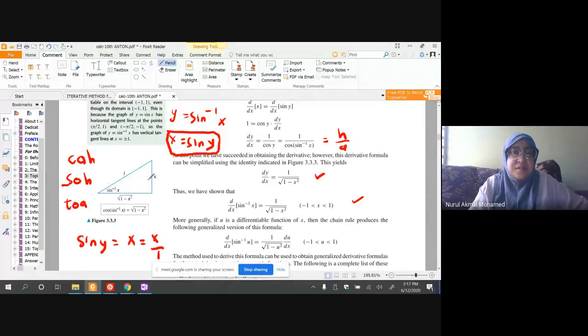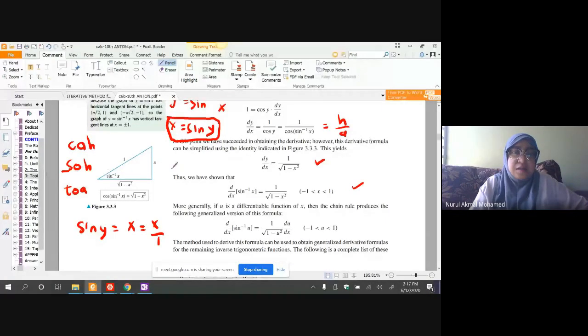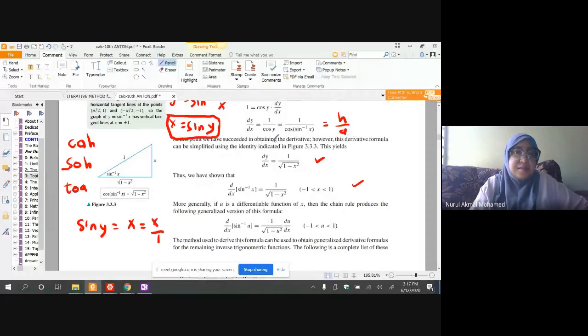So this is the reason why we draw this triangle before we got this. Since you know the hypotenuse and the opposite, you can get the adjacent by using Pythagoras theorem. So what is the Pythagoras theorem? Pythagoras theorem says that opposite squared plus adjacent squared is equal to hypotenuse squared.